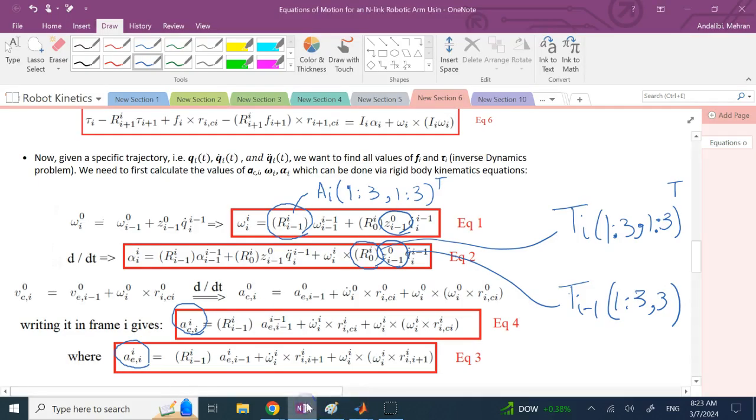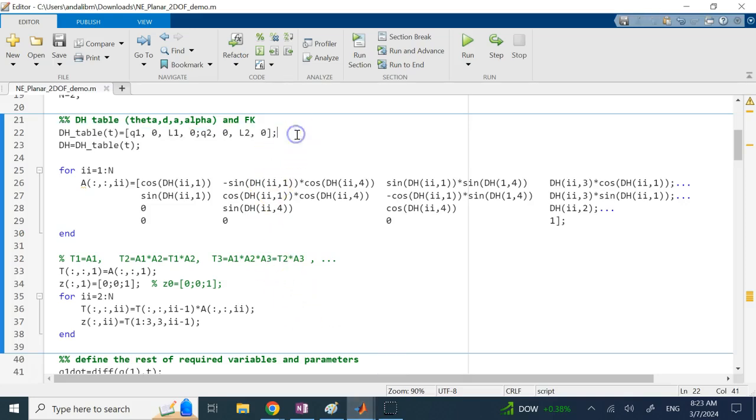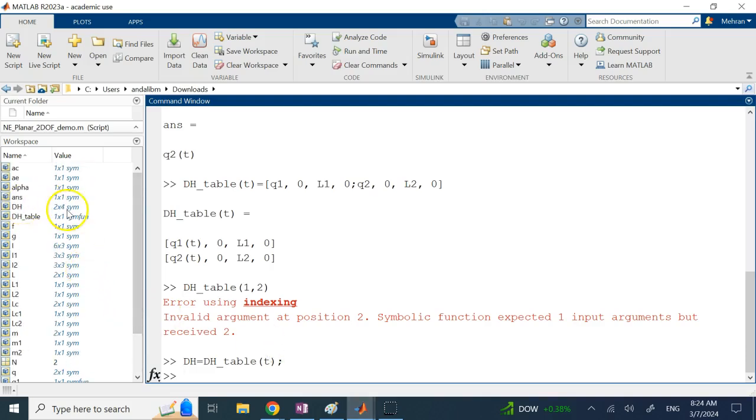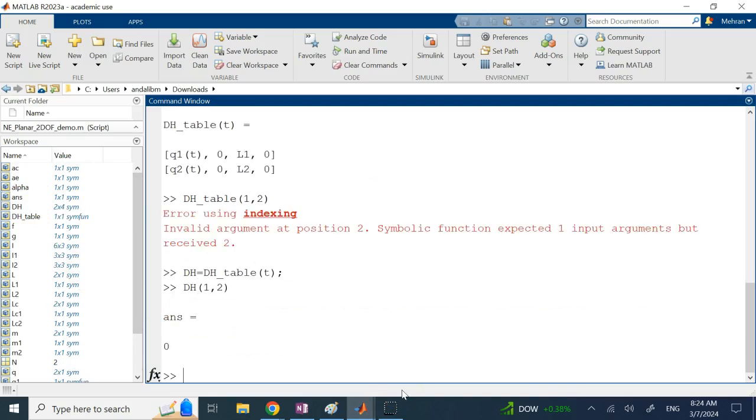So again, I use the same trick that I used above. Here, DH_table is 1 by 1 sym. But if I come here and assign the whole DH table of t to this new variable DH, now DH is basically a 2 by 4 sym. Look here, if I assign this to DH, and now look at DH, 2 by 4. So now the thing I couldn't do with DH_table, I can do with DH. Look here, if I say 1 and 3, it should give me L1.